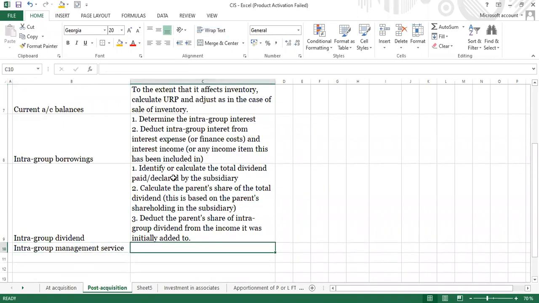So the last one is also an intra-group management service, which is similar to what we have seen earlier. One party would have incurred an expense, while another party would have earned an income. The expense and the income are expected to be knocked out against each other.